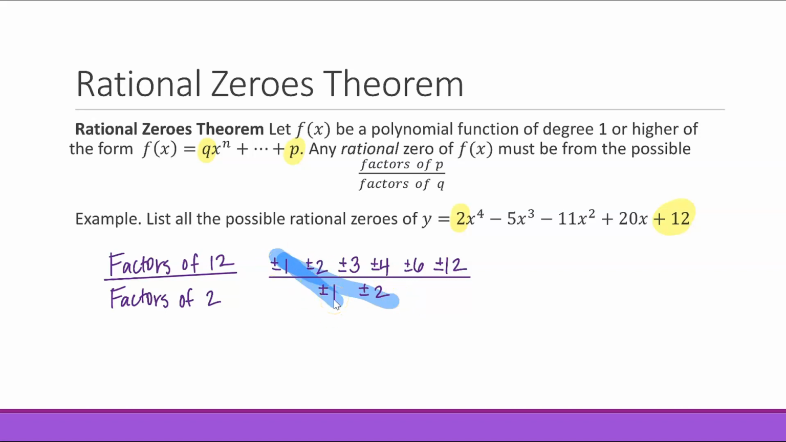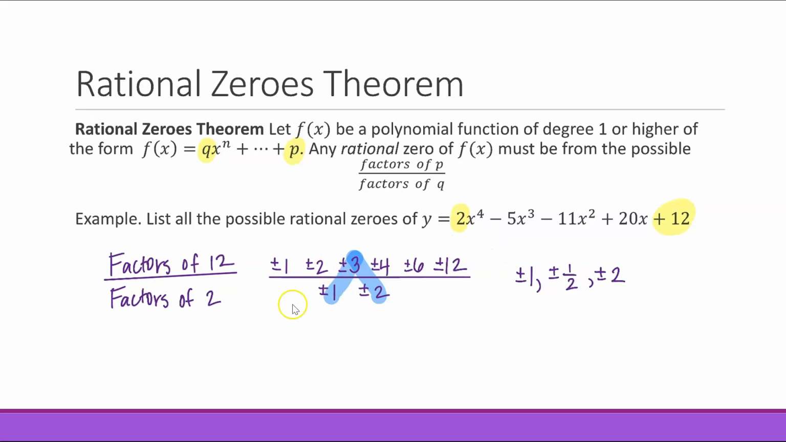So what's 1 divided by 1? That's 1. So plus or minus 1. 1 divided by 2, that's 1/2. So plus or minus 1/2. And then we move on to 2. So we think about 2 divided by 1 and 2 divided by 2. So 2 divided by 1 is 2. But 2 divided by 2 is 1, and we already have 1 on the list, so we don't want to put duplicates. And then we're going to go ahead and move on to 3.